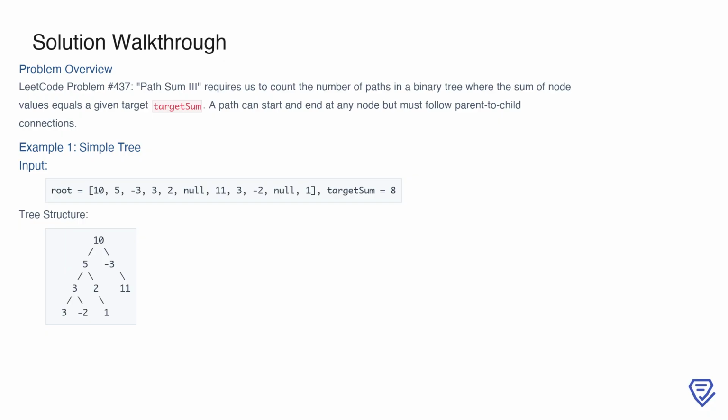The root of the tree is 10, and it has two children, 5 on the left and -3 on the right. The left subtree of 5 further expands with nodes 3 and 2, while -3 has a single child 11. Notice that some nodes, such as 3 and -2, are leaf nodes without children. Given the target sum of 8, we'll explore how to identify all paths that meet this condition within this tree structure.